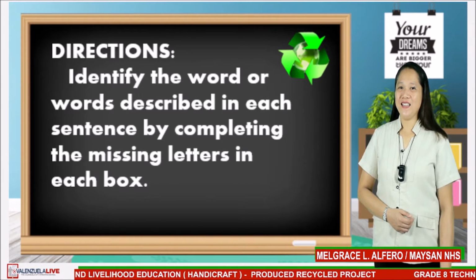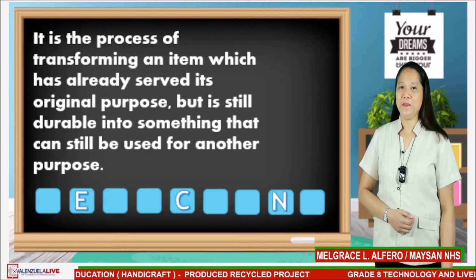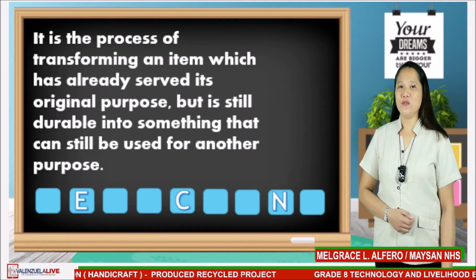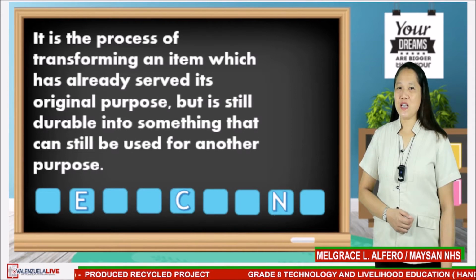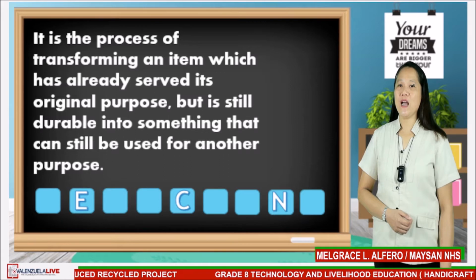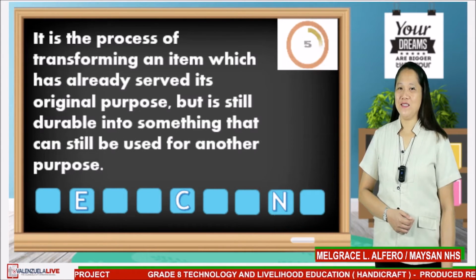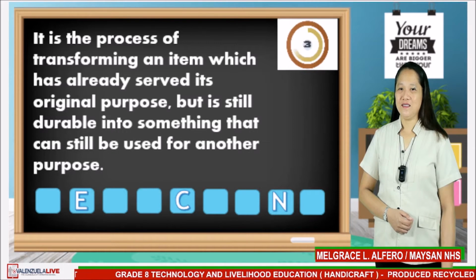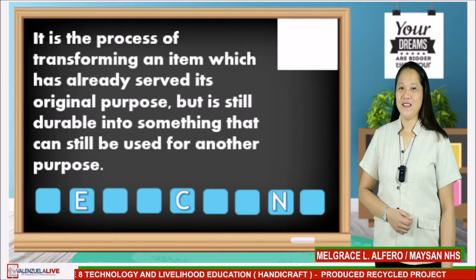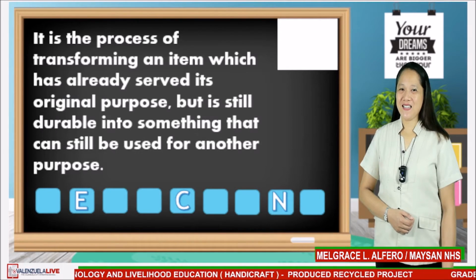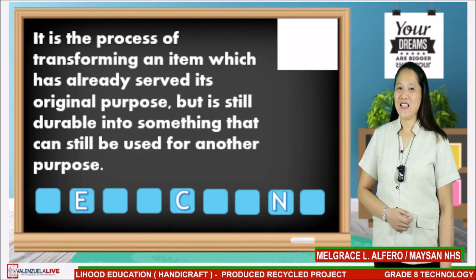For number 1, it is the process of transforming an item which has already served its original purpose, but is still durable, into something that can still be used for another purpose. Timer starts now. Time is up. What is the answer? You are correct. The answer is recycling.